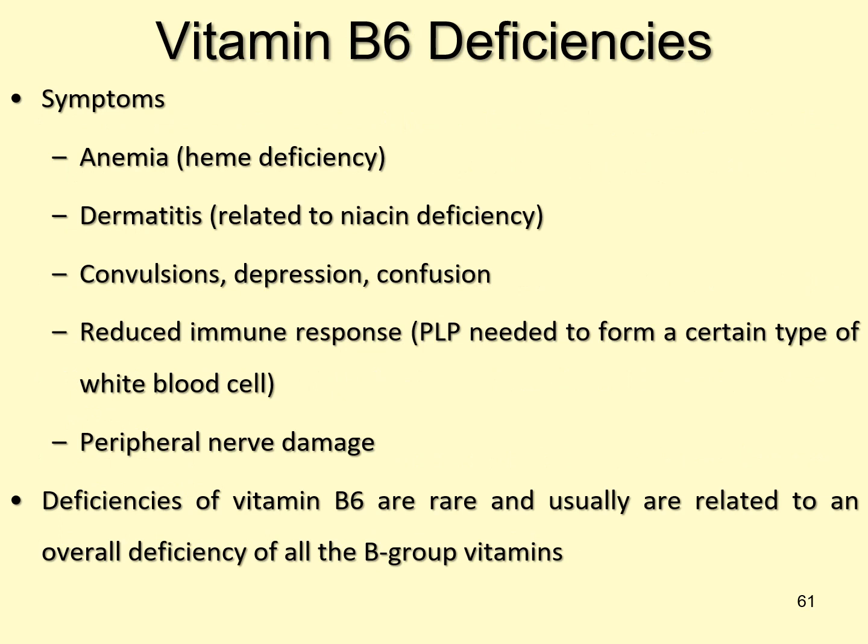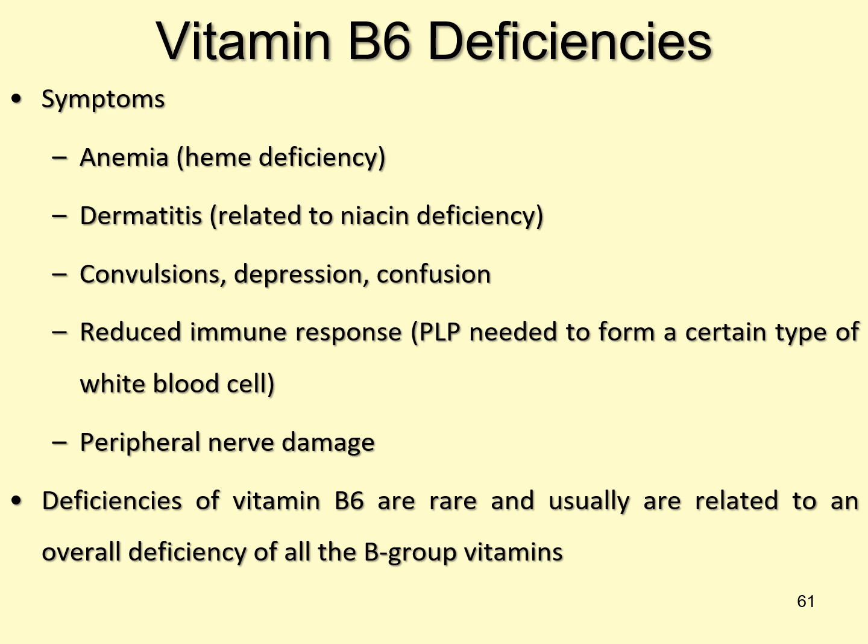Sometimes this vitamin may lead to different diseases if it becomes deficient. The deficiency of vitamin B6 leads to anemia, which is associated with heme deficiency, which means iron deficiency; dermatitis, which relates to niacin deficiency; and convulsion, depression, confusion, and reduced immune response, because PLP is needed to form certain types of white blood cells. Peripheral nerve damage can also be associated with this vitamin B6 deficiency.